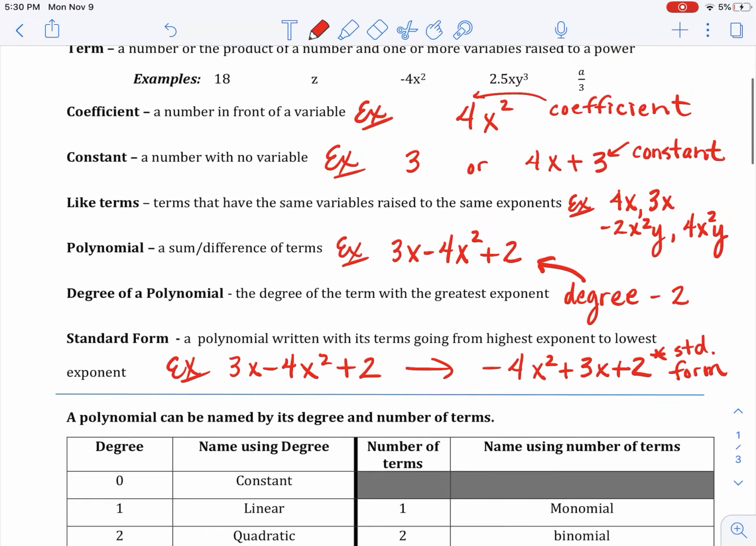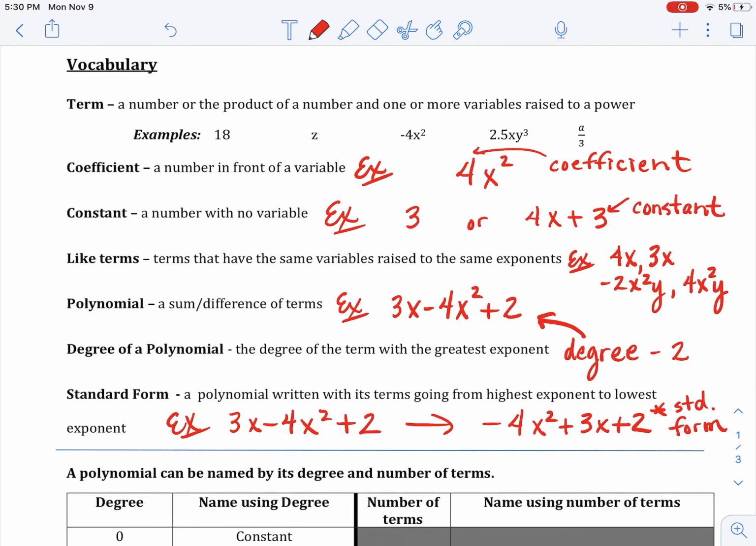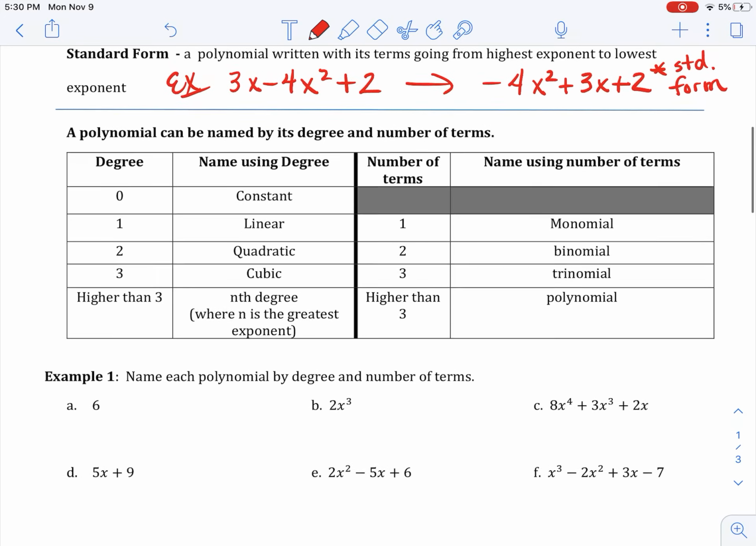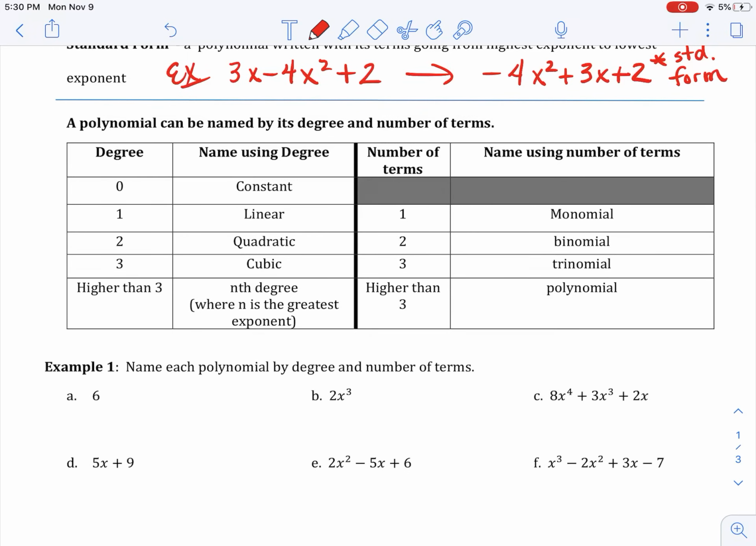All right, so there's some vocabulary for you. And what we're going to ask you to do today on your homework is take a polynomial and name it. And you can name a polynomial by its degree and by its number of terms. So you can kind of give it like a first and last name. So the first name, if we look at the degree, remember up above what degree is. It's the largest exponent. That's what the word degree means, right?